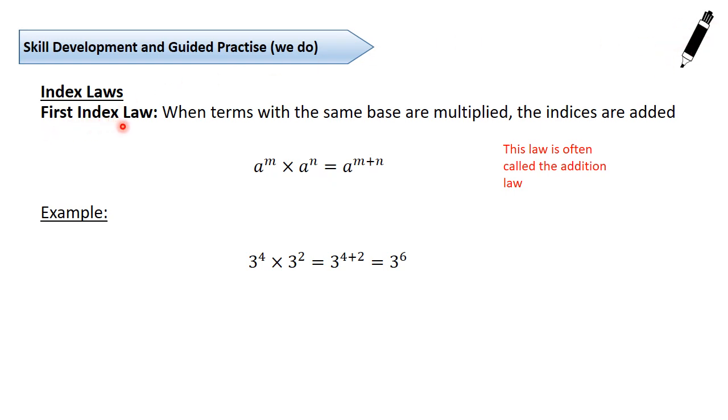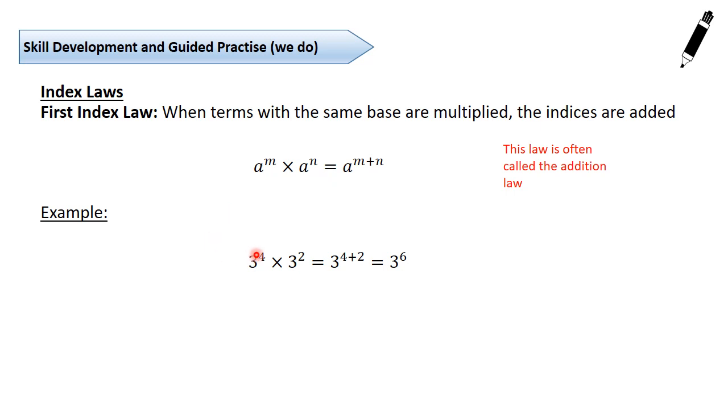The first index law: when terms with the same base are multiplied, the indices are added. We often call this law the law of addition, or the addition law, and it looks a little bit like this. So we have a to the power of m times a to the power of n. They have the same base number of a in this rule, and what we can do is simplify by adding our powers together, adding our indices.